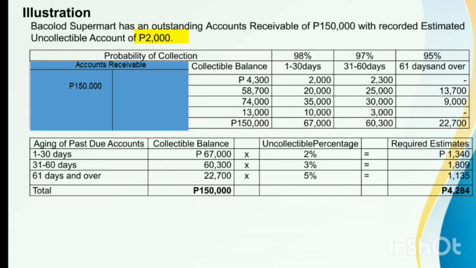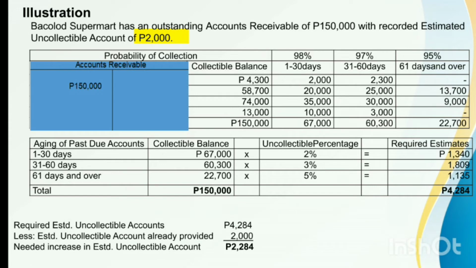So based on our computation, the required estimated uncollectible accounts is 4,284. Since meron na ng existing provision, which is the 2,000 pesos, ang kailangan na lang nating idagdag in order to meet the 4,284 required estimated uncollectible accounts is 2,284 pesos. And in order to do that, we need to prepare the adjusting entry.